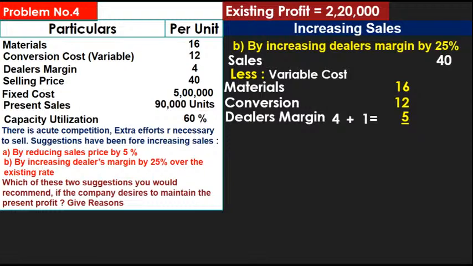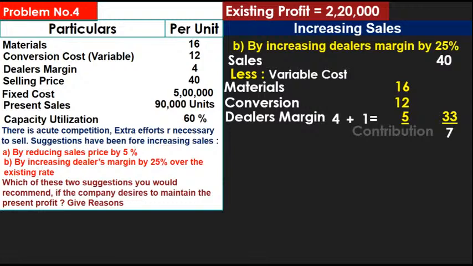What is the total variable cost? 16 plus 12 plus 5. What is the variable cost per unit? Rupees 33. What is the contribution? 40 minus 33. What is the contribution per unit? Rupees 7.